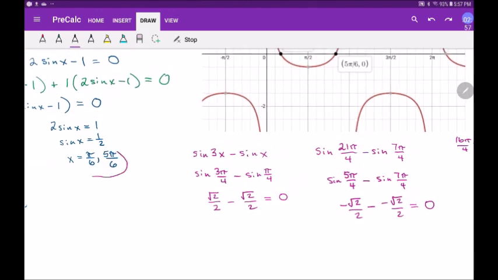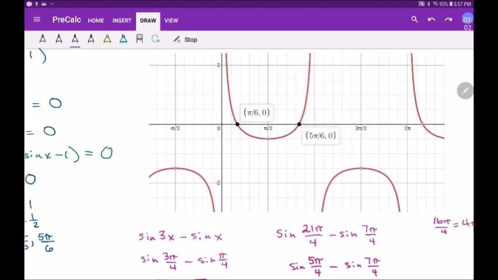But these guys are fine. I'm okay with these guys. They work out just fine. So the graph shows me without me doing a whole lot of checking, although I guess I could have checked that pretty easily.